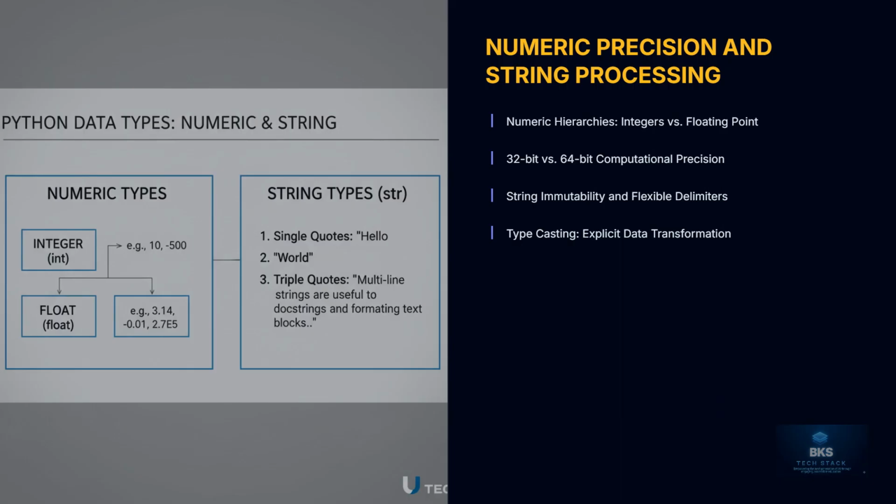Data science relies on numeric precision. Python supports two primary numeric types, integers and floats. While Python 3 handles arbitrary precision integers, floating point numbers are typically implemented using double precision in C, following the IEEE 754 standard. This distinction is vital when performing high-frequency calculations where rounding errors can propagate.